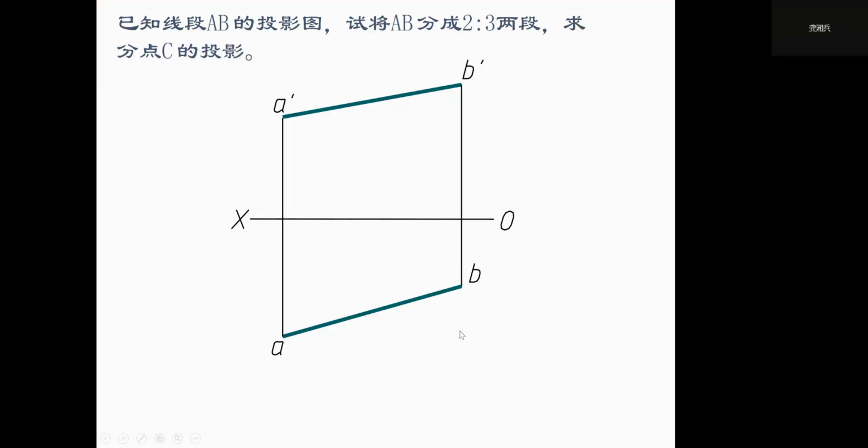Okay, you can use a helper line. You add a helper line here, just like I'll show you. You can draw another line. This angle depends on you, any angle is okay. You add a line here and make the line into 5 parts: 1, 2, 3, 4, 5. You connect the end to point B there. You then draw a parallel line to this one. We call it AC divided by CB is 2 to 3.